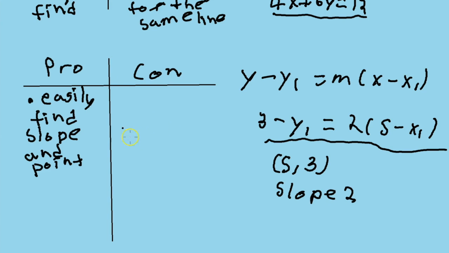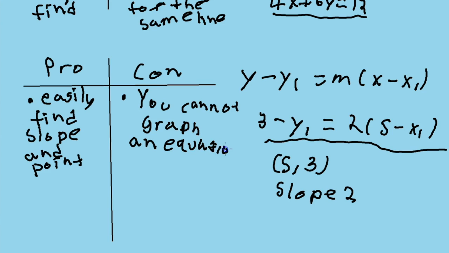But a con with point slope form is that you cannot directly graph an equation in point slope form. You'd have to convert it into either standard form or slope-intercept form.